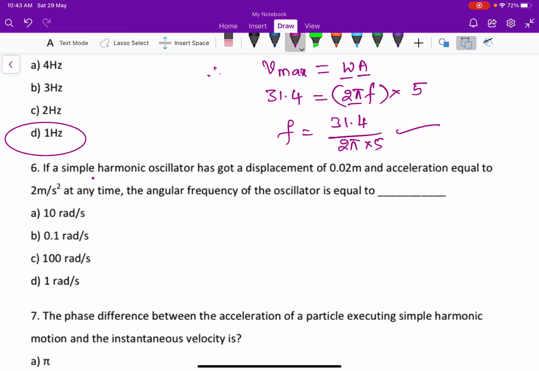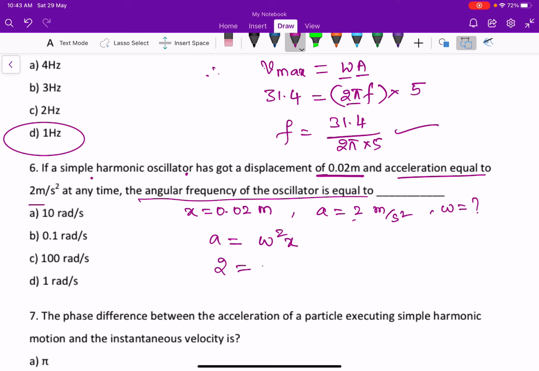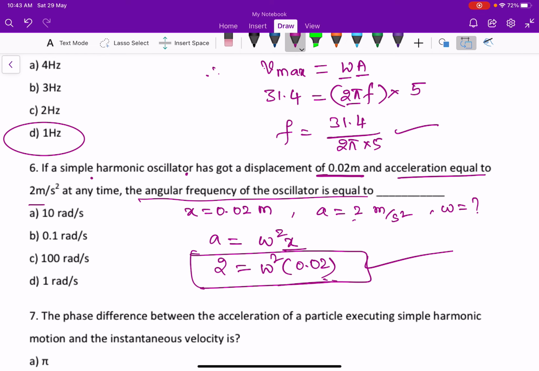Next, if a simple harmonic oscillator has a displacement of x equal to 0.02 meters and acceleration equal to 2 meter per second square, the angular frequency of the oscillator is equal to what? We know the magnitude of a is equal to omega square x. Substitute the a value and the x value 0.02, and you will get the answer for omega from this equation.